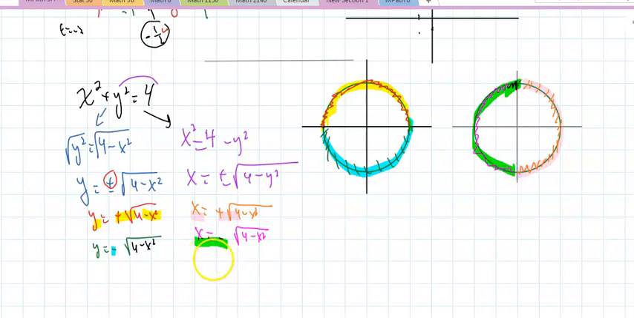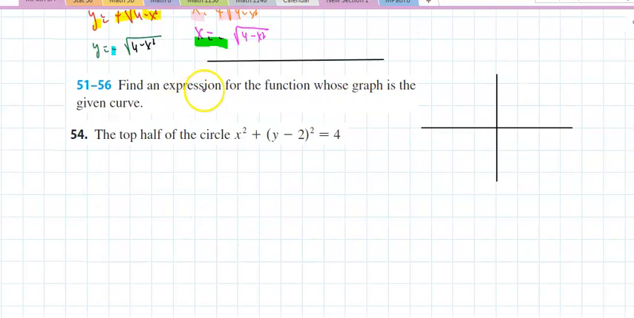So this is not automatic right now. Right now they review it a bit, but it keeps coming back and forth as we do more and more of these sections. And the next problem says find an expression, something you're going to do a lot, for the function whose graph is the given curve. They want the top half of this circle.